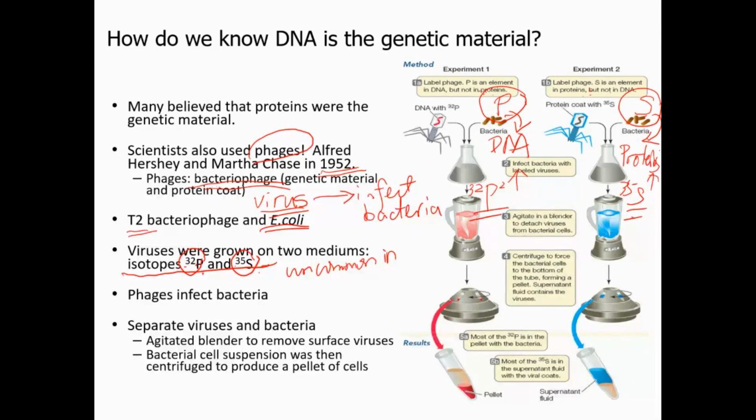And unsurprisingly, they found phosphorus-32 in the infected bacteria cells. So this is how we know that DNA is actually the genetic material. Of course, there are some other experiments that also proved that DNA is the genetic material. Once we look at all the experiments, the results, the conclusion is pretty clear.